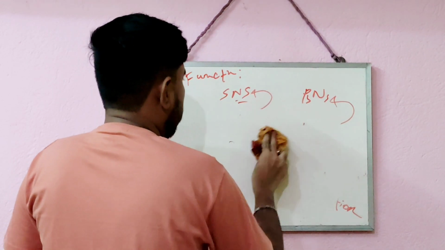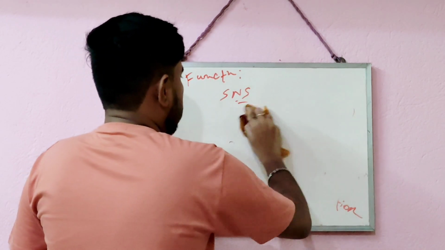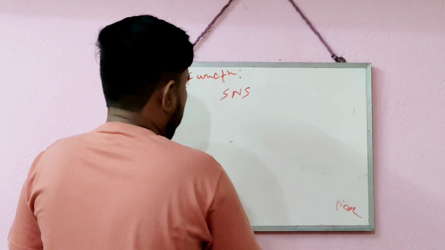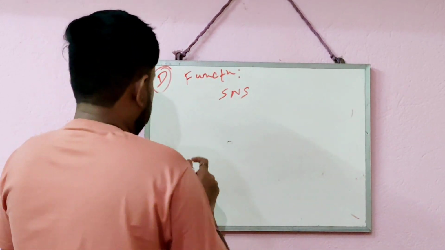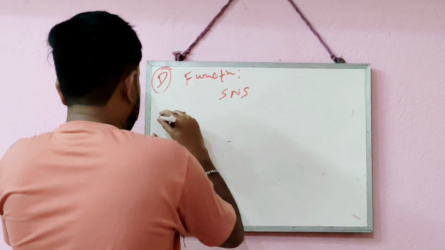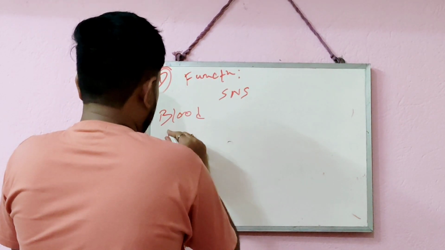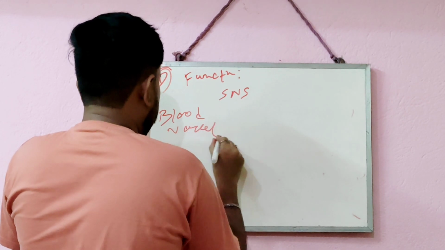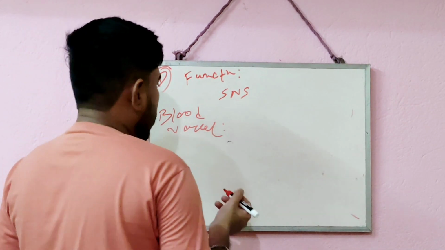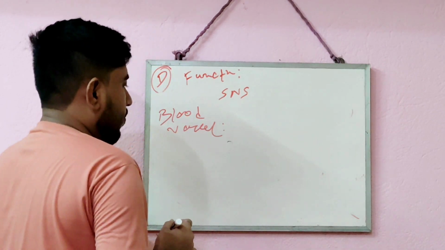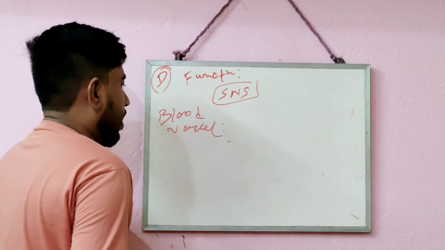Now we will discuss some organs where only the sympathetic nervous system generally works and there is no role of the parasympathetic nervous system. That is blood vessels. We know in our body, in different tissues and different organs, blood vessels are there. According to where blood vessels are present, the SNS will do its excitatory or inhibitory action.